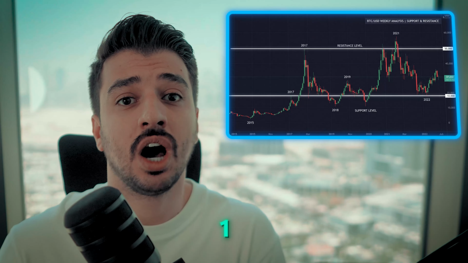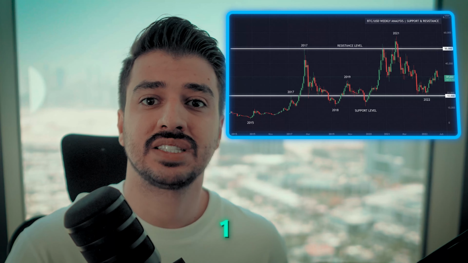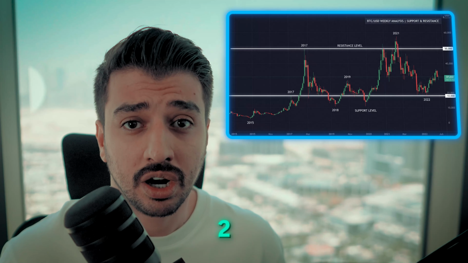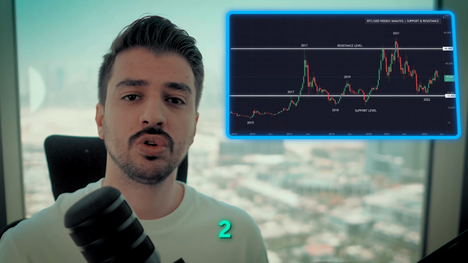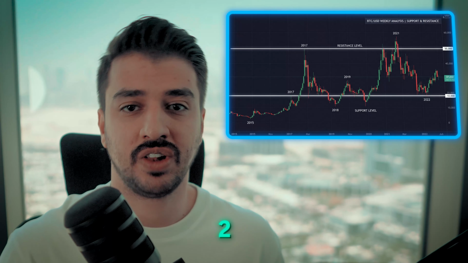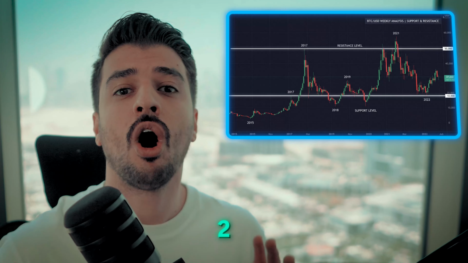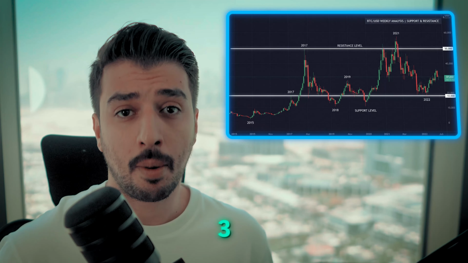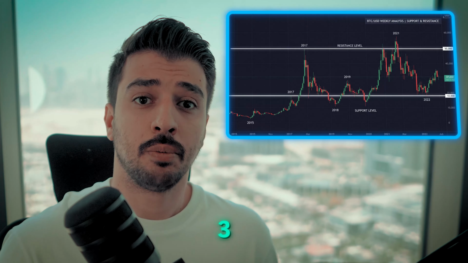1, they've been touched multiple times. A level that's only been hit once is just a number. 2, they are horizontal. The cleanest, most reliable levels are flat lines. Diagonal trend lines are useful, but much more subjective. 3, they line up with round numbers and previous structure. 60,000, 70,000, the previous all-time high. These are levels that thousands of traders are watching simultaneously.